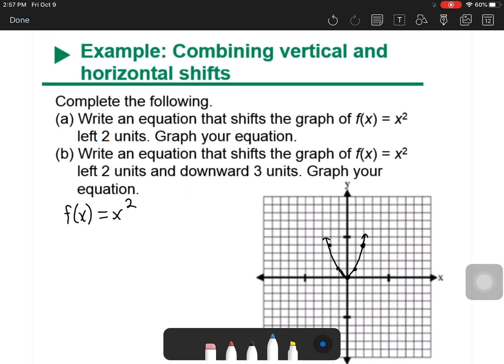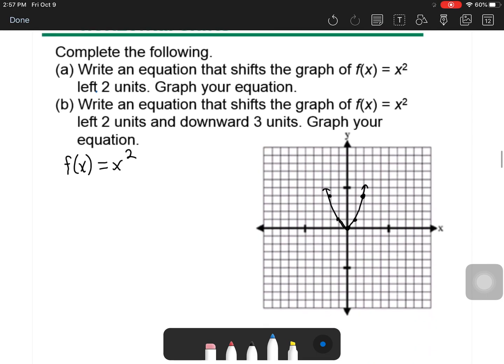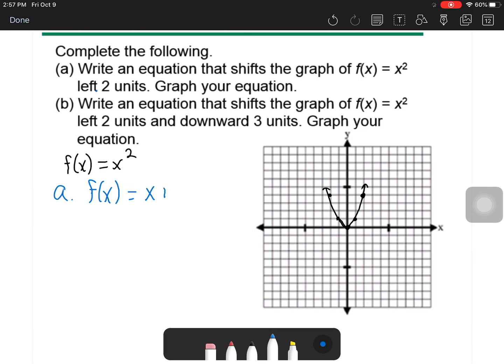Okay, so with this one, I sketched the parent graph of f of x equals x squared in black right here. And then for part A, it says let's write an equation that shifts that graph left 2. So if we're going to shift it left 2, our new function is going to be x, and it's a horizontal shift, right? So we need to go in the parentheses, because it said left 2, and then we'll go plus 2 and then square that.